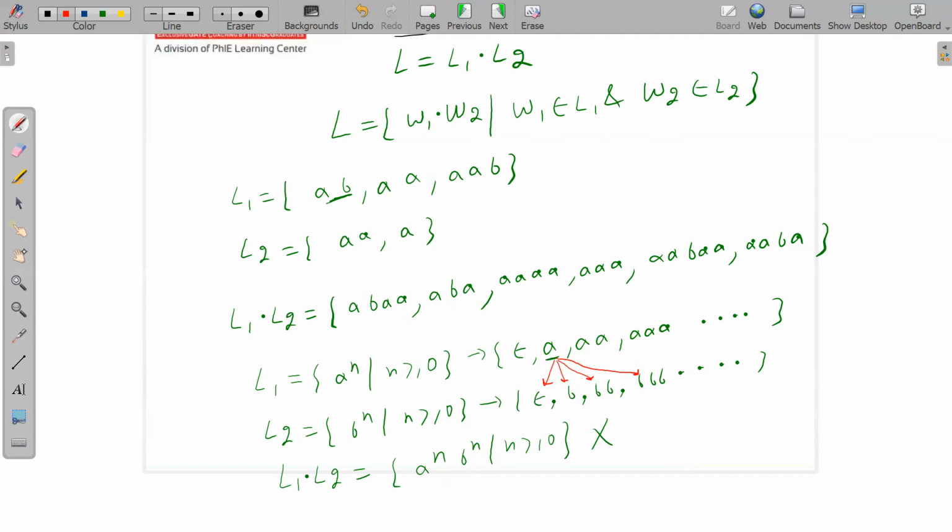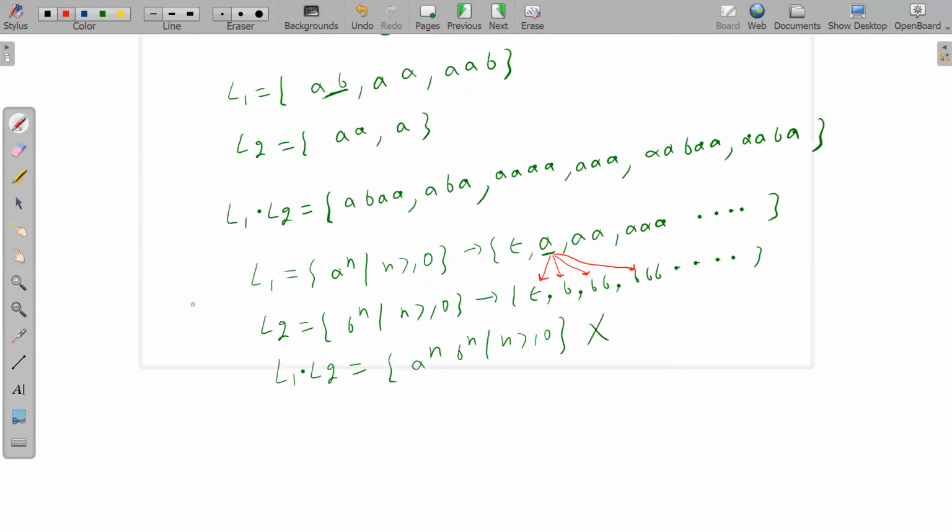So the correct way to write it is that L1 dot L2 will be A power N, B power M, such that N comma M greater than or equal to 0. Please remember this, it is a very confusing thing. Instead of A power N, B power N, you change the label so that you get the idea that there is no relation between A and B. This is regular. So concatenation is also regular.